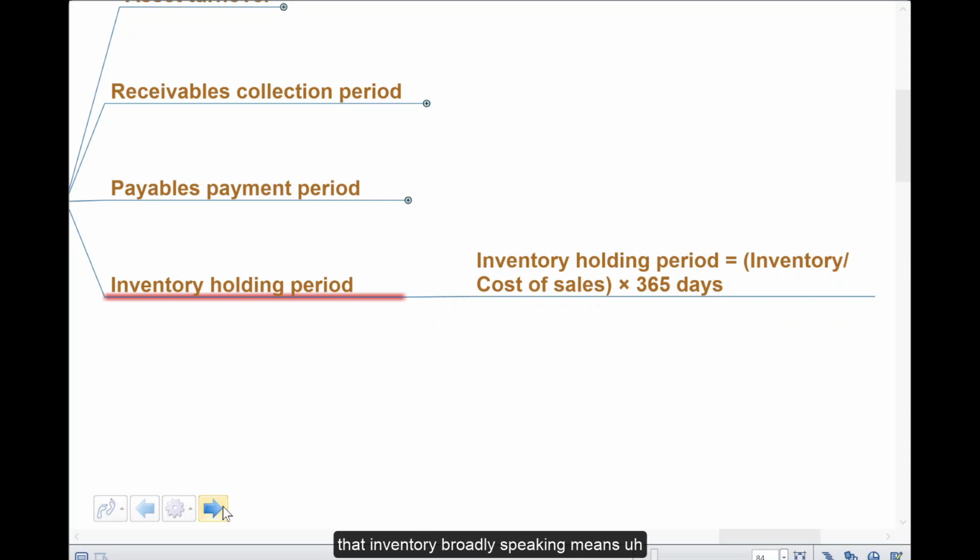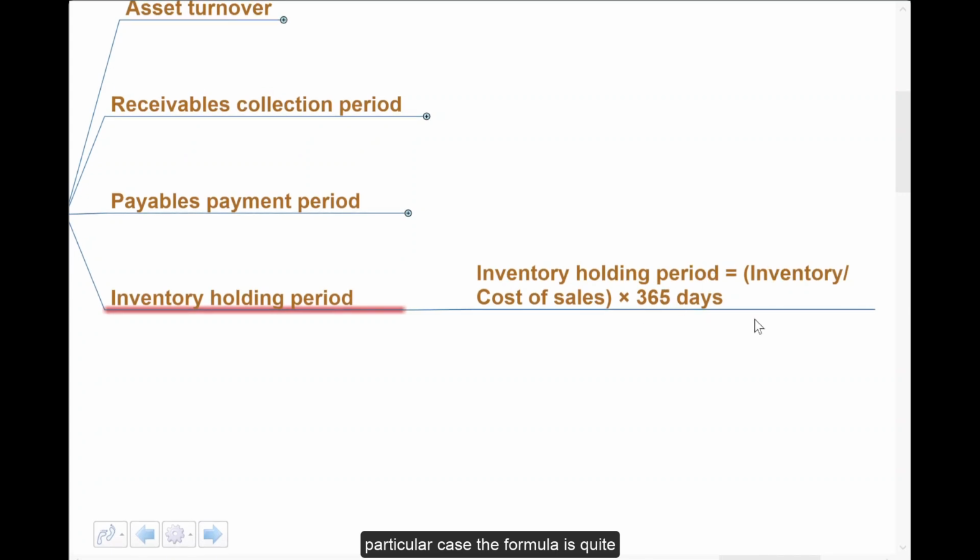Now we know that inventory, broadly speaking, means raw materials, work in progress, finished goods. It could be a variety of things. We know it's a current asset. And in this particular case, the formula is quite straightforward. Inventory divided by cost of sales multiplied by 365.